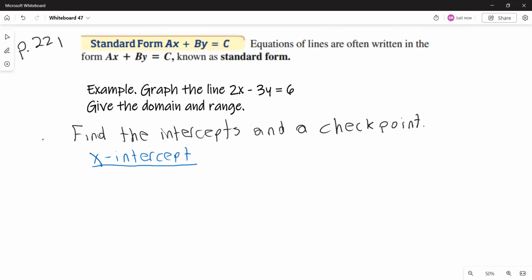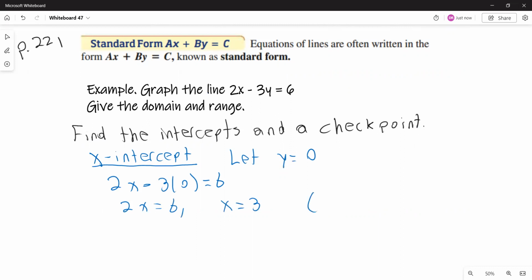To find the x-intercept, we let y be 0 and 2x minus 3 times 0 equals 6. So 2x is 6 and x is 3. The x-intercept is (3, 0).